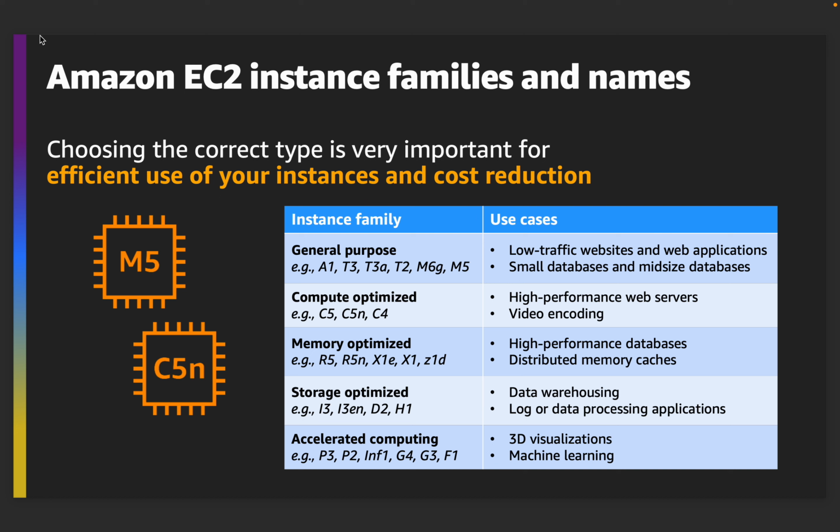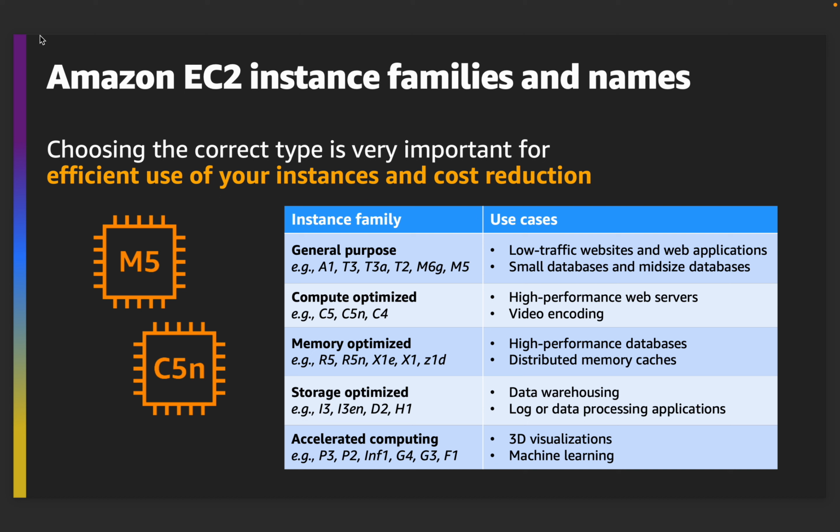So Amazon EC2 instance families and names. Choosing the correct type is very important for efficient use of your instance and cost reduction. M5, C5, and so on, so this is our instance family use case. If you have 3D visualization and machine learning, we usually use GPU, which will come under P3, P2, Inf1, G4, G3, F1, accelerated computing.